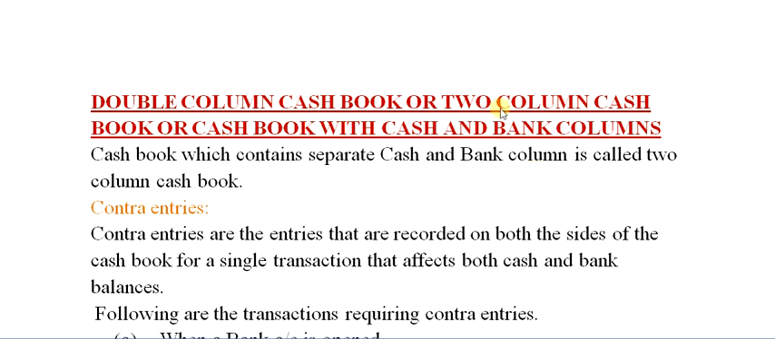As usual, on the debit side we have the date, particulars, and ledger folio, and we will be getting what? Cash column and bank amount column. Again on the credit side, date, particulars, ledger folio, and the cash and bank columns.